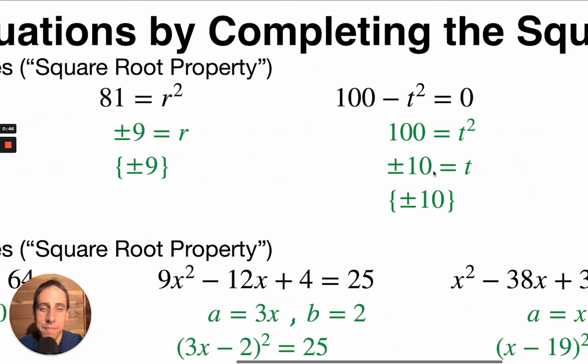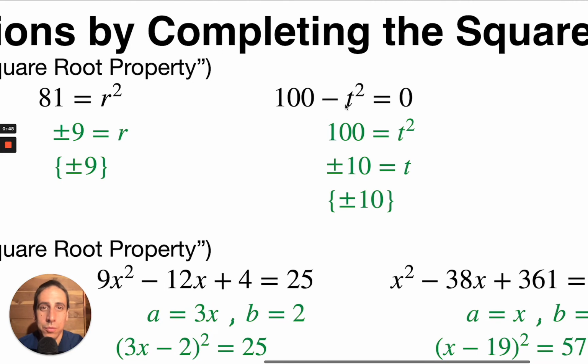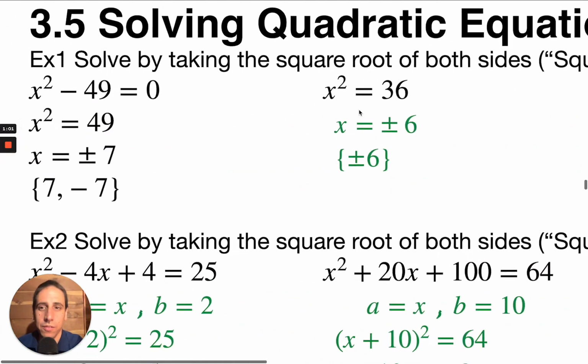Plus or minus 9. Undo the subtraction with addition, and then undo the square with a square root. You get plus or minus 10 is equal to t. Both positive 10 and negative 10 would work as solutions to this equation. So, fun review, there it is.